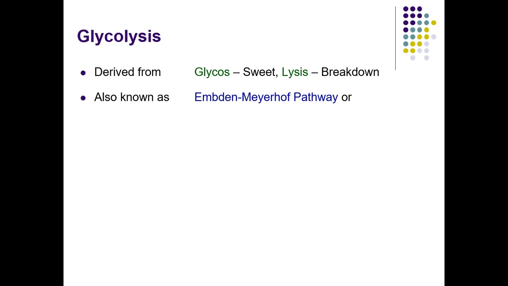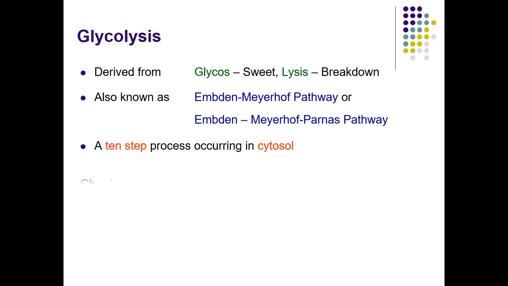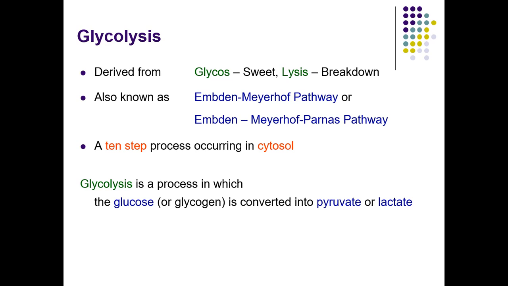Now let's come toward the basic concepts of glycolysis. What is glycolysis? Glycolysis is derived from a Greek word: glyco means glucose or sweet, lysis means breakdown. It is also known as the Embden-Meyerhof pathway, or Embden-Meyerhof-Parnas pathway.